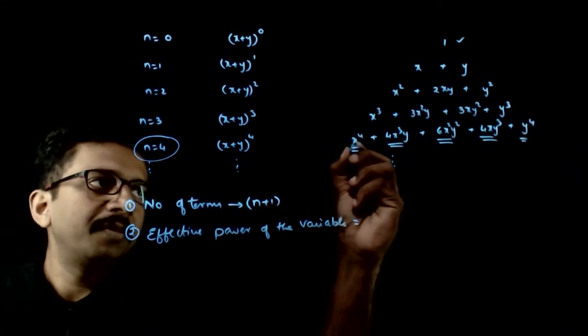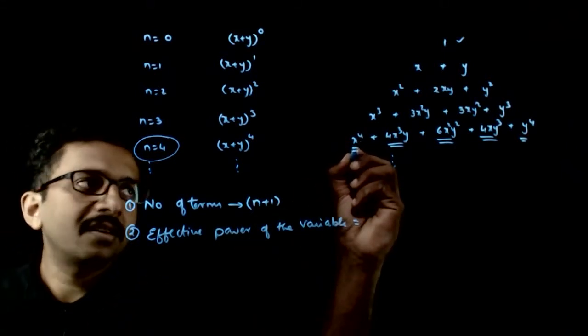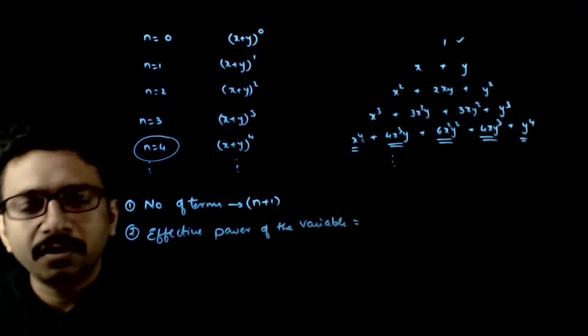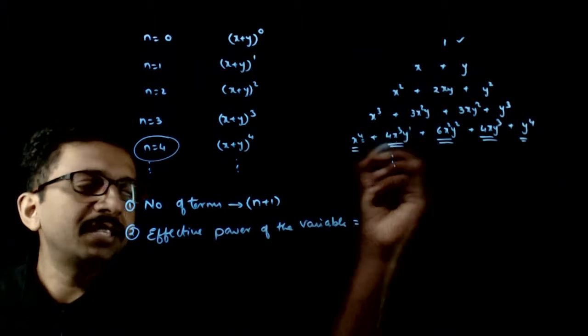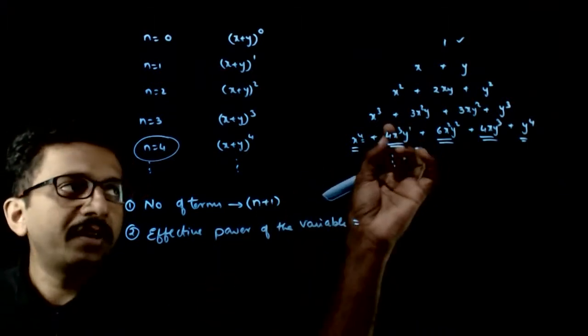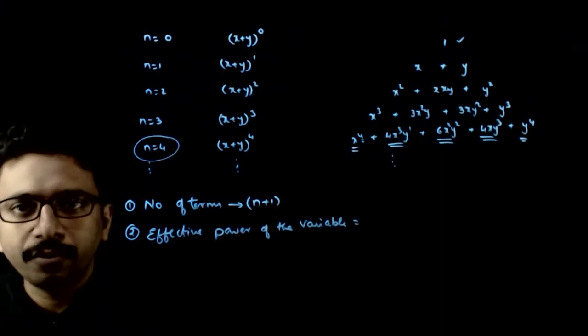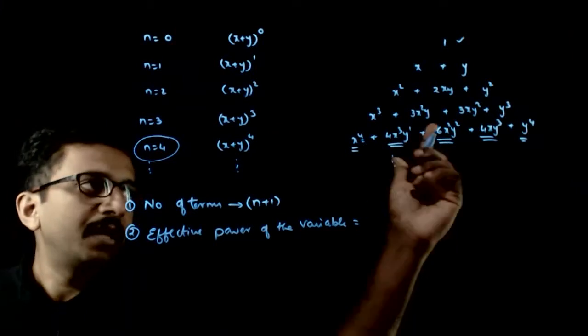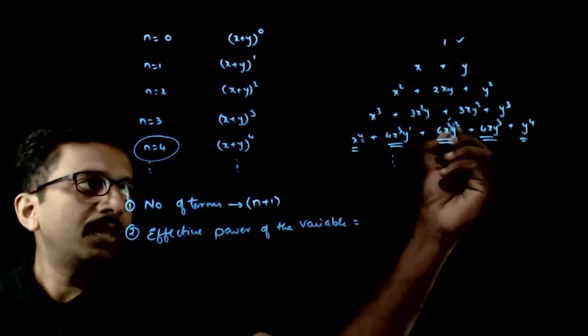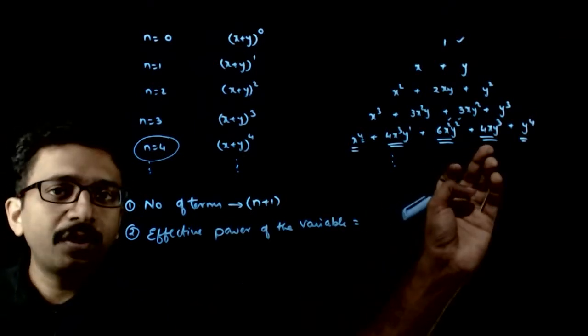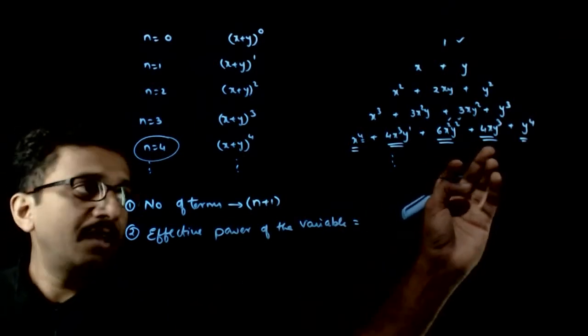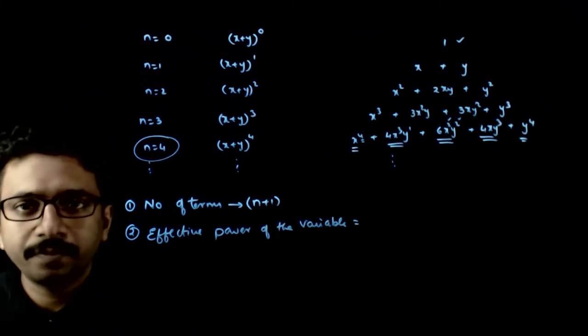If you take this term, the variable present is x power 4. So, the effective power is 4. And in the next term, x has a power of 3 and y has a power of 1. So, the effective power here is 3 plus 1, which is equal to 4. Similarly, in the next term, the power of x is 2, the power of y is 2. So, the effective power is again 4. x power 1 y cube, the effective power is again 4.